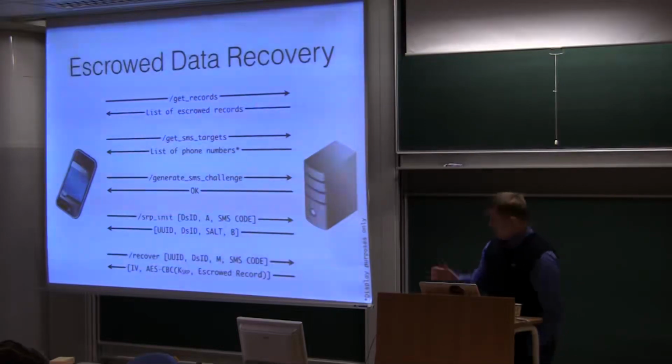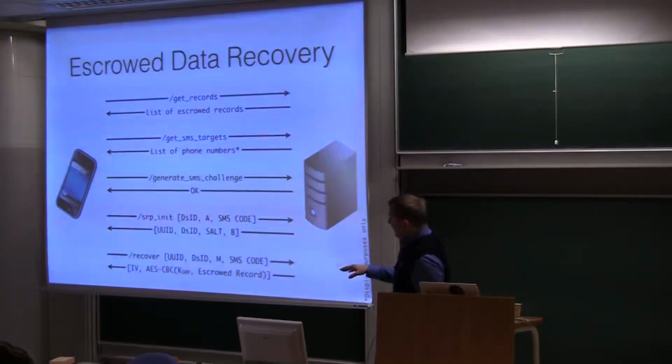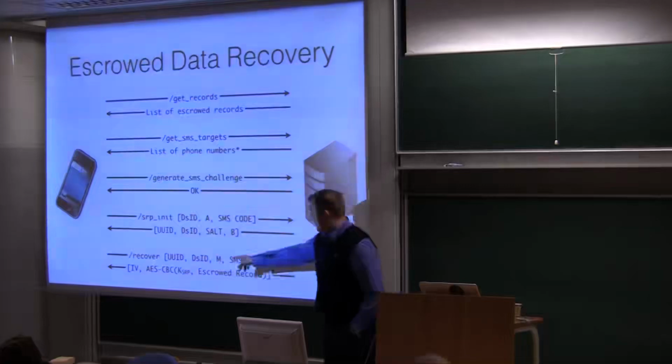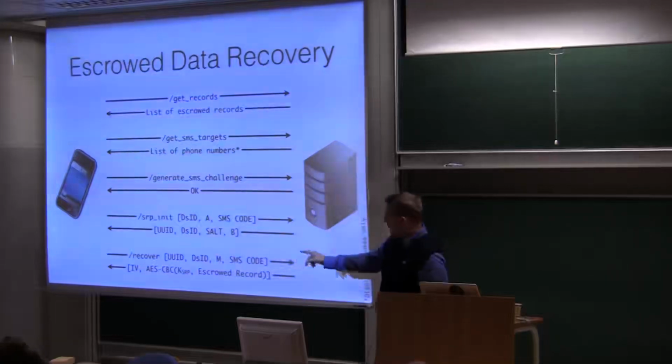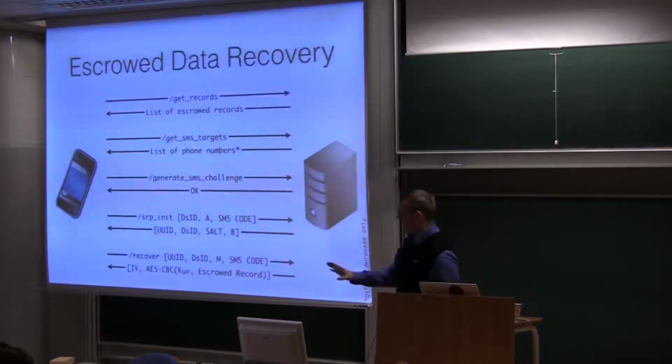After that, the device requests the actual recovery of the data. So it computes value M, which is the most important piece of information here. And if M is correct, the server will send back IV and the encrypted escrowed record. That escrow record is encrypted with the key K, which is a shared key computed during the SRP authentication. So probably this is too much, but just bear with me for a second.